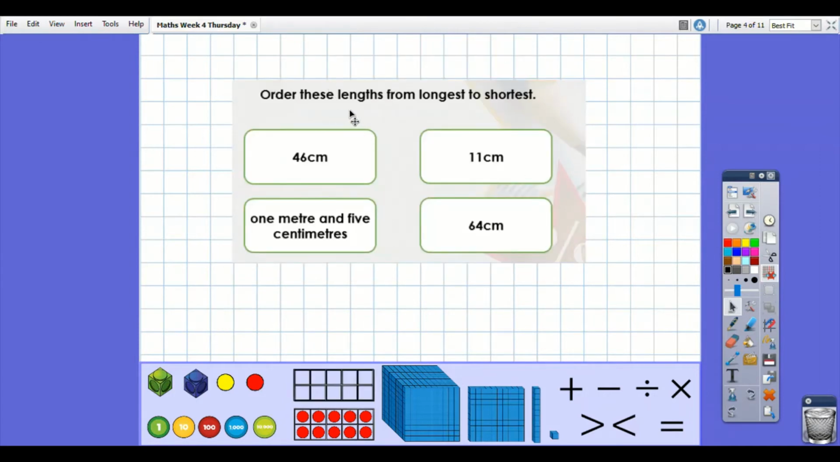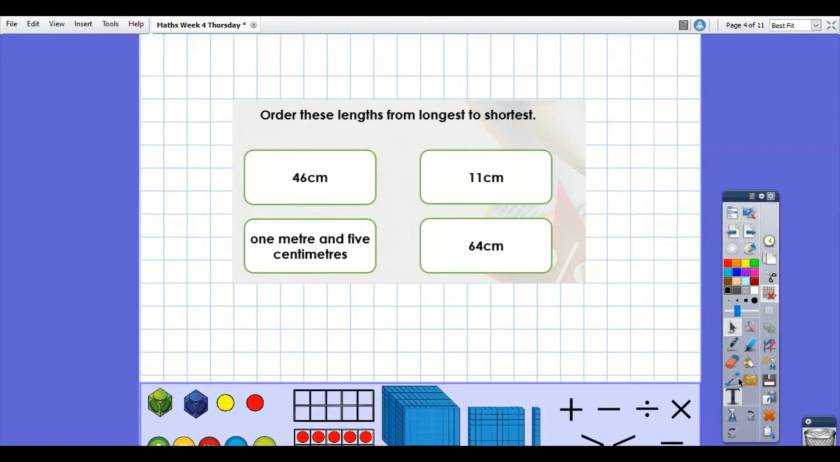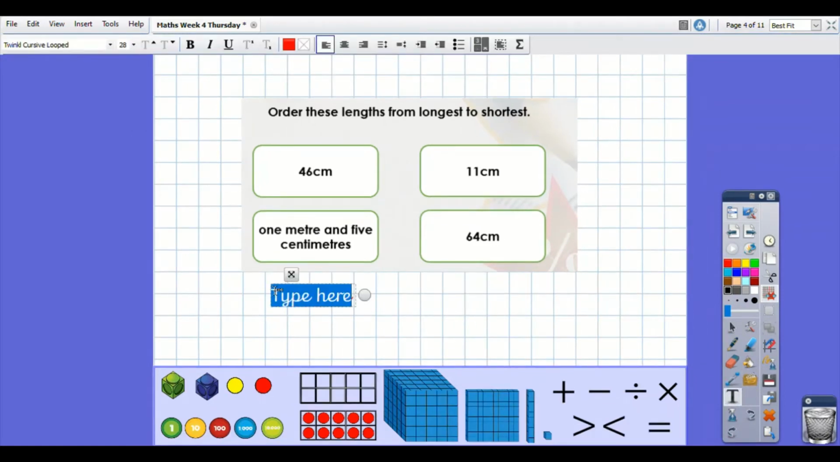Now we need to order these lengths from longest to shortest. The easiest thing to do here, because 3 of them are already written as numbers and 1 is written as words, is to write the 1 as words in numbers. So I know that 1 metre is written like this and 5 centimetres like this. So it is 1 metre, 5 centimetres. But I also know that there are 100 centimetres in a metre, and 100 add 5 is 105. So now they're all in centimetres.